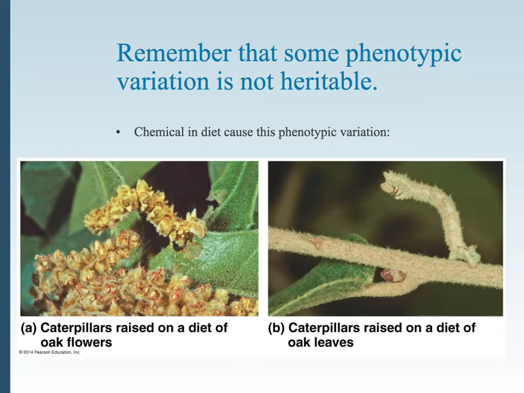You're going to remember that some phenotypic variation is not heritable. Just because things look different doesn't mean that that is a heritable change. Here we have two worms: the cute, fuzzy one, and then the one that looks like a stick. Two caterpillars whose variation is phenotypic, but has to do with their diet. Chemicals in diet can actually cause phenotypic variation, but that's not heritable because it's the chemicals that are causing the change in appearance, not the genetics. The genetics is what has a heritable impact.